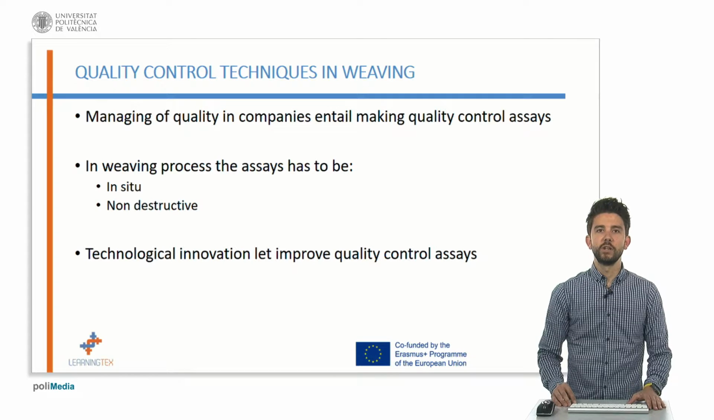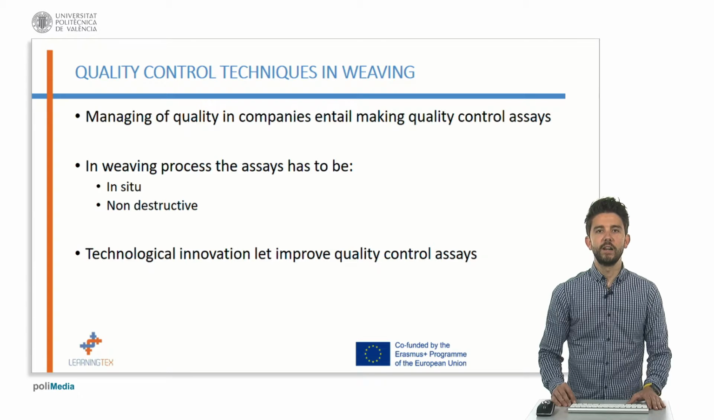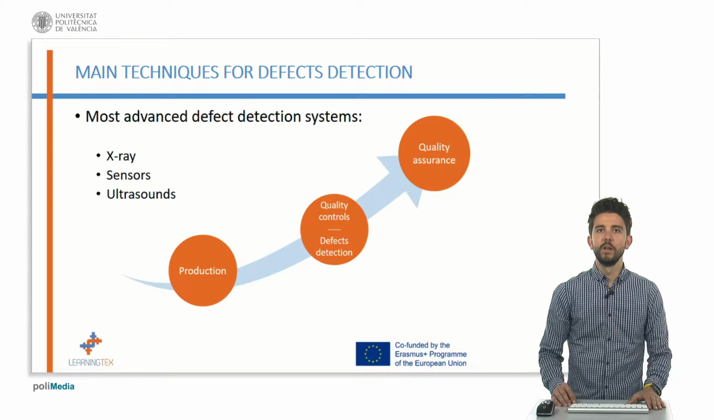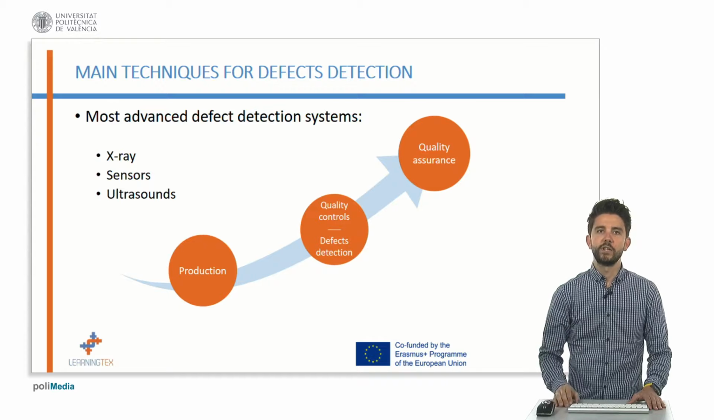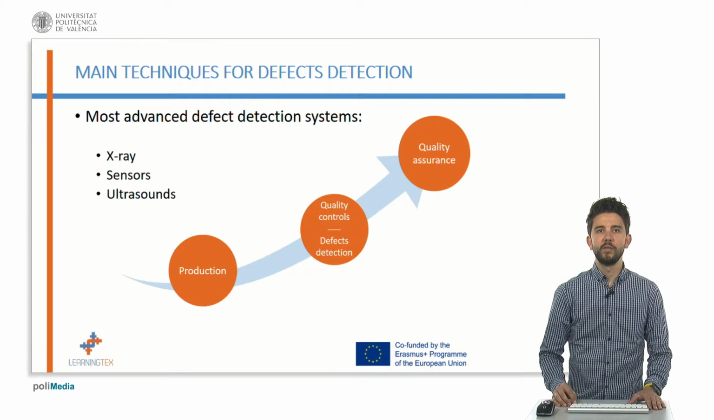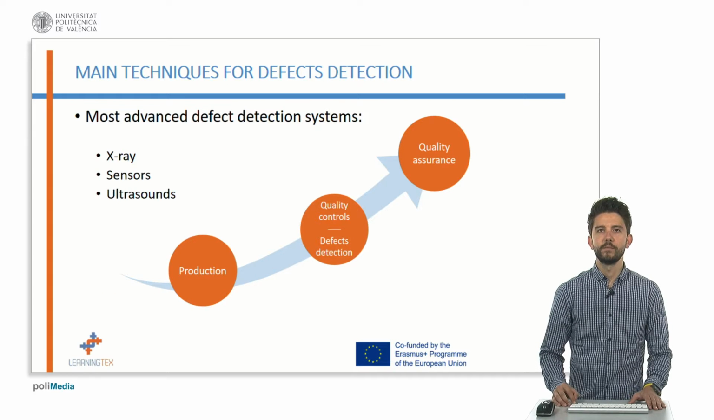The constant technological innovation enables the development of advanced and accurate systems, which have been increasing in the last years. Some of the most advanced techniques for defect detecting are X-rays, sensors and ultrasounds. And for a correct product quality assurance, various quality controls must be performed for defect detection after the production and before the packing process.